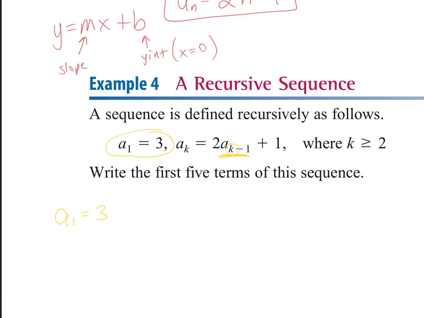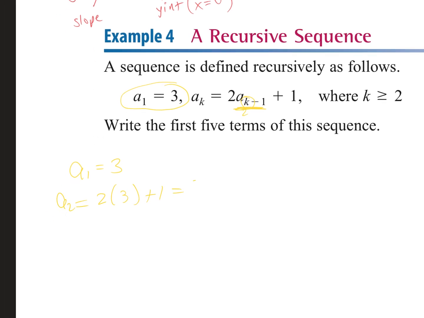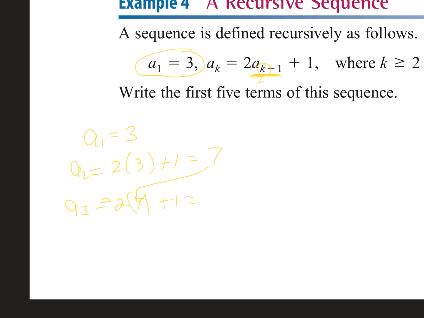So let me show you. If I want to know a sub 2, I want to know the next term. So I plug in 2 here. What's 2 minus 1? 1. So you have to have the term before it. So this is 2 times 3 plus 1, which is what? 7, right? So now how do I find the third term? I have to know the term before it. So I have to take this number and plug it in right here. So 2 times 7 plus 1 is 15.